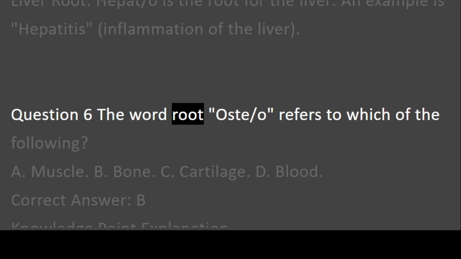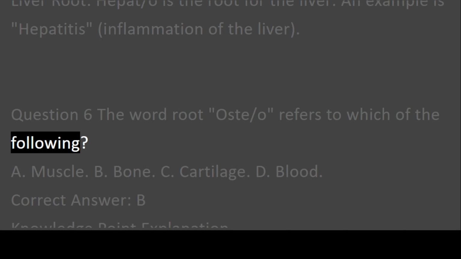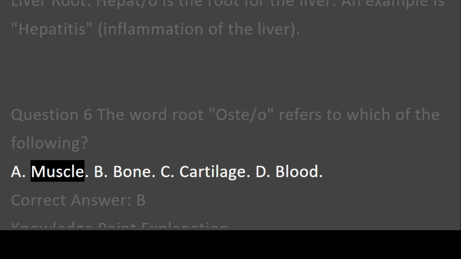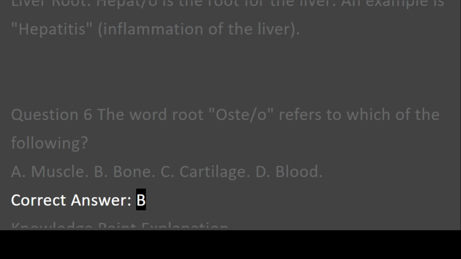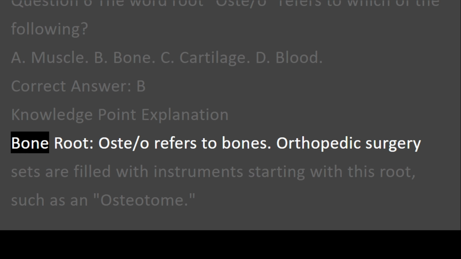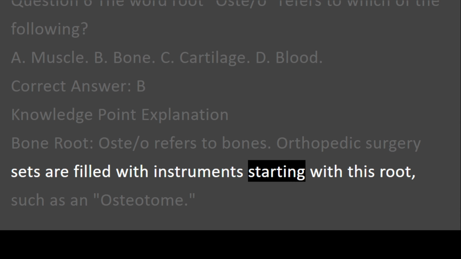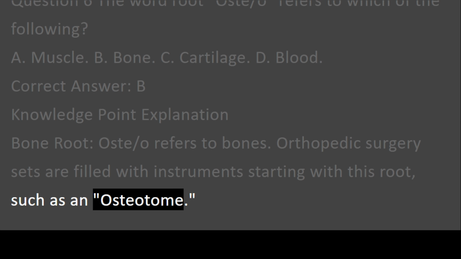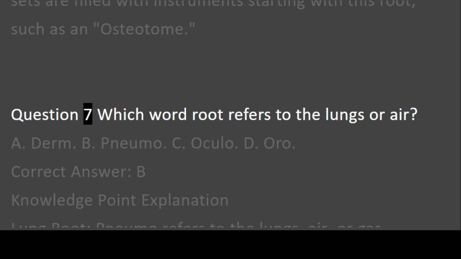Question 6. The word root ost/o refers to which of the following? A. Muscle. B. Bone. C. Cartilage. D. Blood. Correct answer, B. Knowledge point explanation. Bone root, ost/o refers to bones. Orthopedic surgery sets are filled with instruments starting with this root, such as an osteotome.